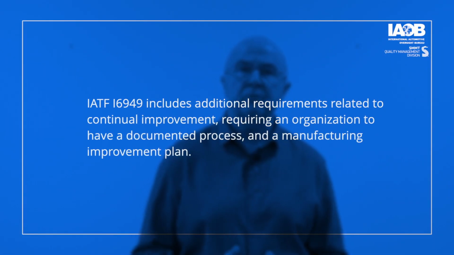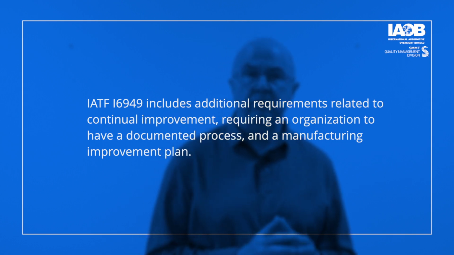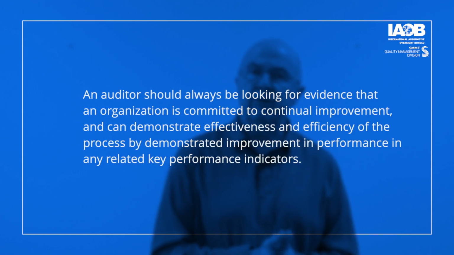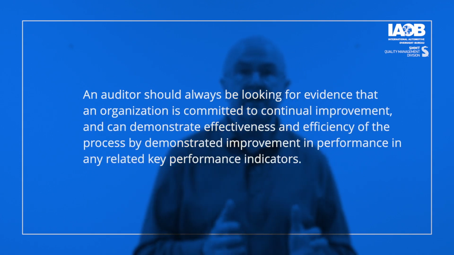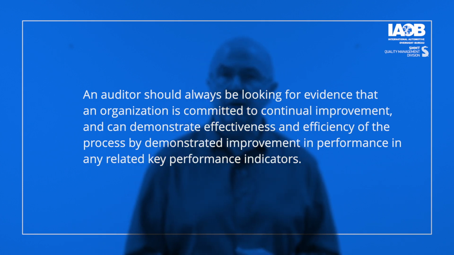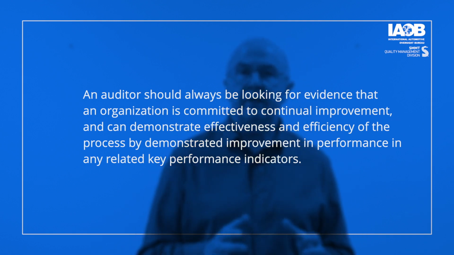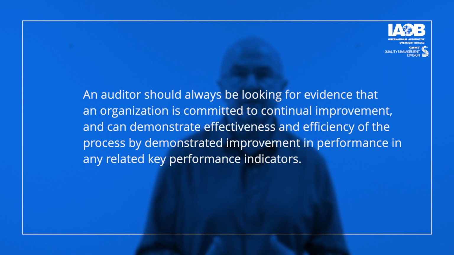Let's summarise the key learning points. IATF 16949 includes additional requirements related to continual improvement, requiring an organisation to have a documented process, but also a manufacturing improvement plan. An auditor should always be looking for evidence that an organisation is committed to continual improvement and can demonstrate effectiveness and efficiency of the process by demonstrating improvement in performance in any of the related key performance indicators.